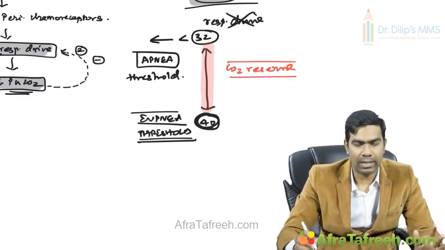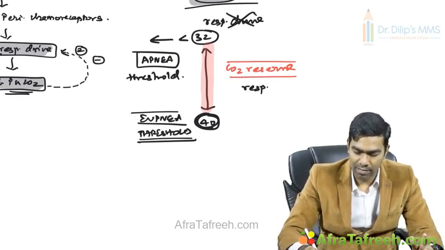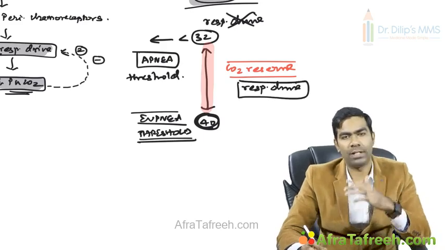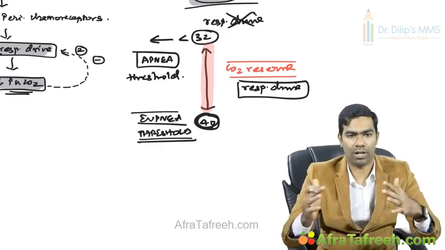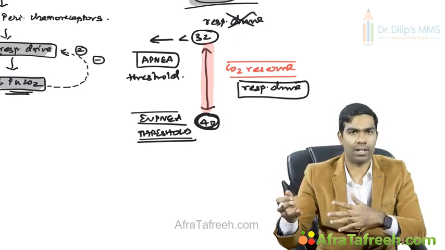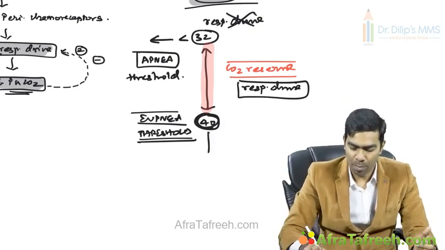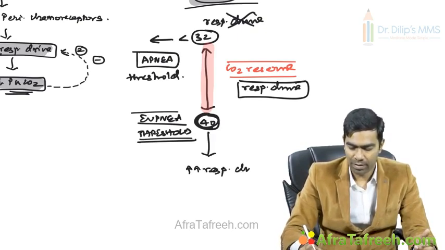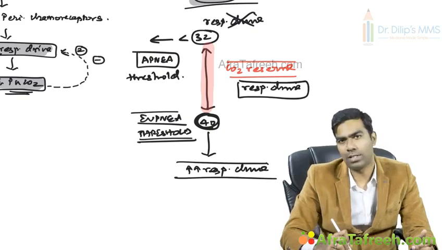Because when you breathe, your entire respiratory drive shuttles between this 32 and 40 only, which means the more you go towards 32, your respiratory drive will decrease. The more you go towards 40, your respiratory drive will increase. And if you go beyond 40, there will be a significant increase in the respiratory drive. Again, what is the importance of that?